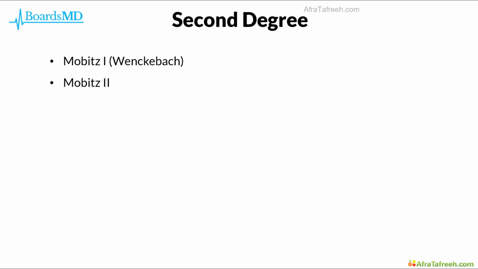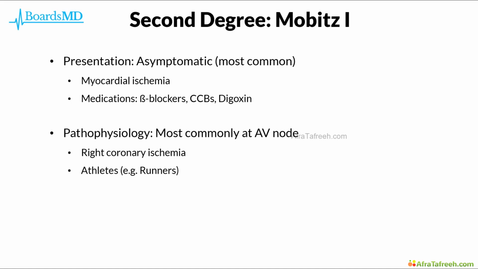Now that we have discussed first-degree heart block in detail, let's now delve into second-degree heart block, beginning first with Mobitz 1 or Wenckebach, followed by Mobitz 2. Most commonly, our patients with Mobitz 1 or Wenckebach second-degree heart block are going to be asymptomatic. However, they may also present in the context of myocardial ischemia. Additionally, medications which slow down conduction at the AV node, including beta blockers, calcium channel blockers, and digoxin, may also tip off a patient into Mobitz type 1.